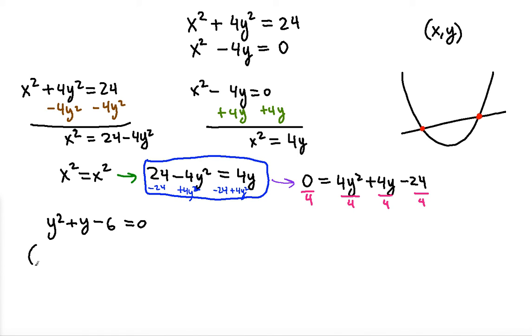All right. So now realize that you can factor this now. You can factor the left side as y plus 3 times y minus 2 is equal to 0. Because factors of negative 6 are 3 and negative 2. When they multiply, they give you negative 6.